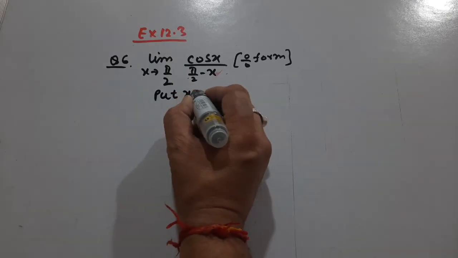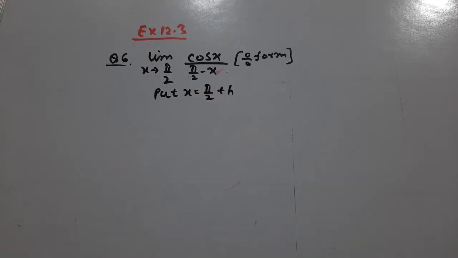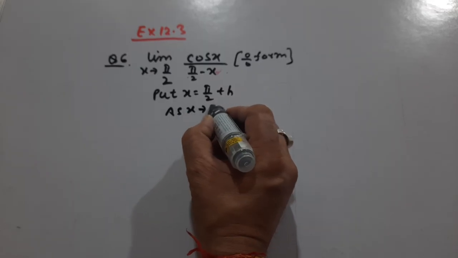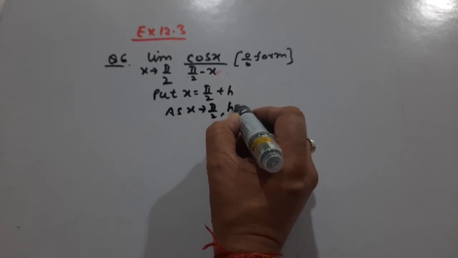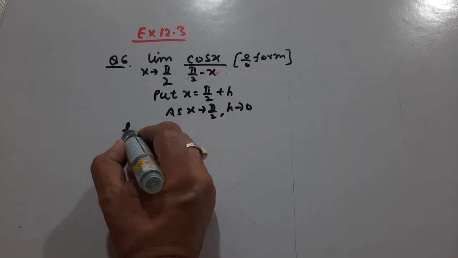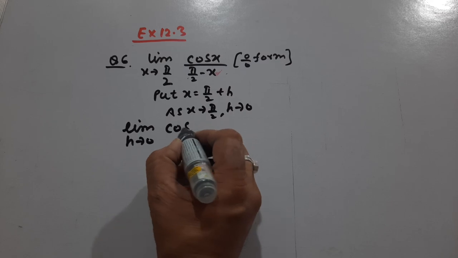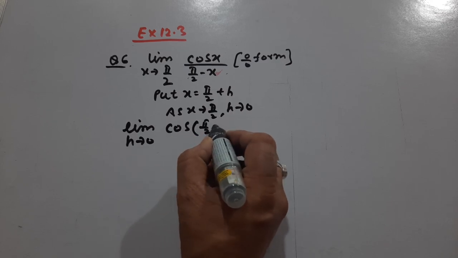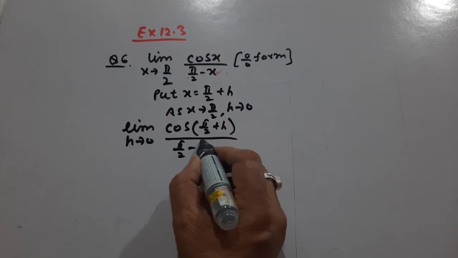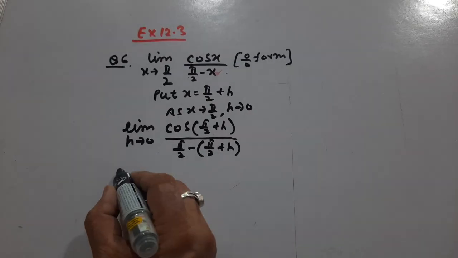So we put x equal to either pi by 2 plus h or pi by 2 minus h. I am putting x equal to pi by 2 plus h. As x tends to pi by 2, h tends to 0. So our question becomes limit h tends to 0 of cos of pi by 2 plus h upon pi by 2 minus of pi by 2 plus h.